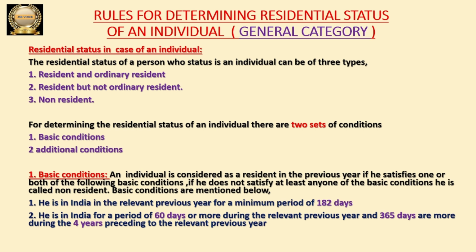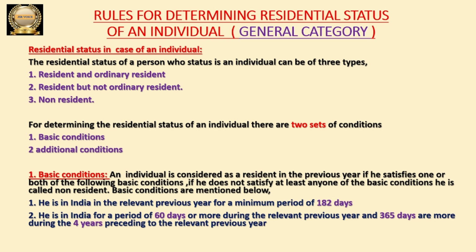How are we going to determine this? By considering some set of rules. Mainly 2 sets of conditions are there in the Income Tax Act 1961. What are those 2 sets? One is basic conditions. Second one, additional conditions. There are 2 sets of conditions to determine residential status of an individual. Let us discuss what the basic conditions are and how we can determine.